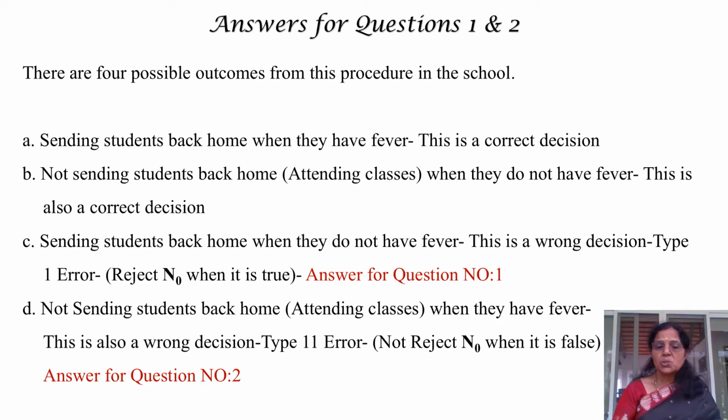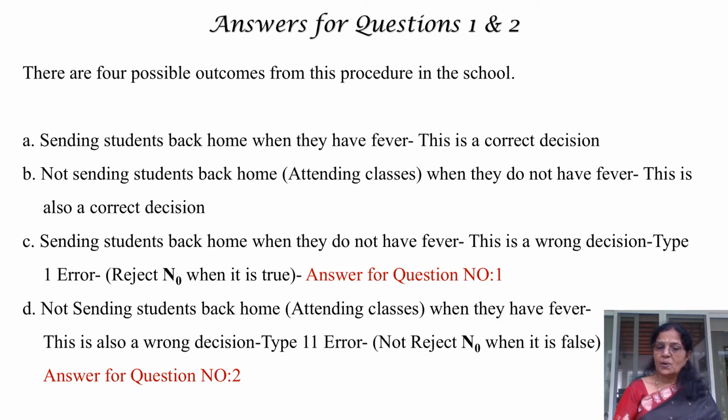So sending students back home when they do not have fever. So they are not having temperature, but you are sending them, maybe your thermometer is faulty, and you are sending them home, but they do not have fever. This is a wrong decision, and it is a type 1 error or alpha error. How do we know that? Because here we are rejecting the null hypothesis when it is true. What is null hypothesis? No fever, normal temperature.